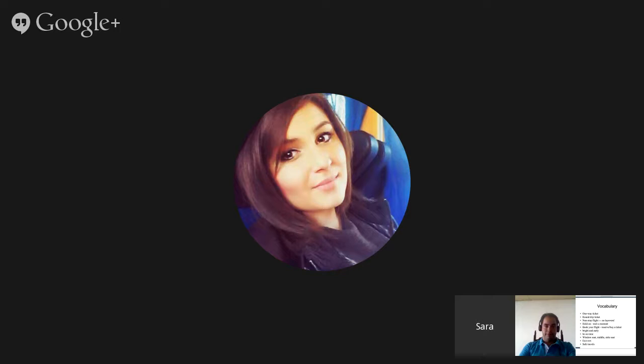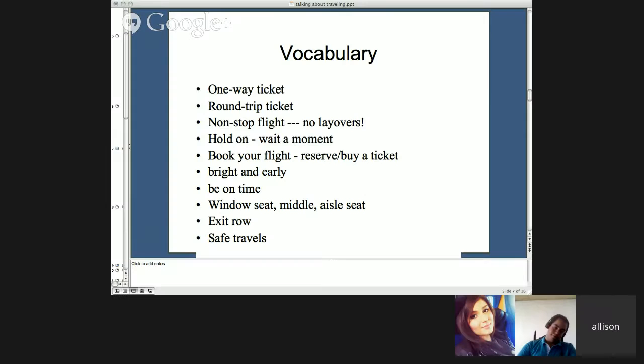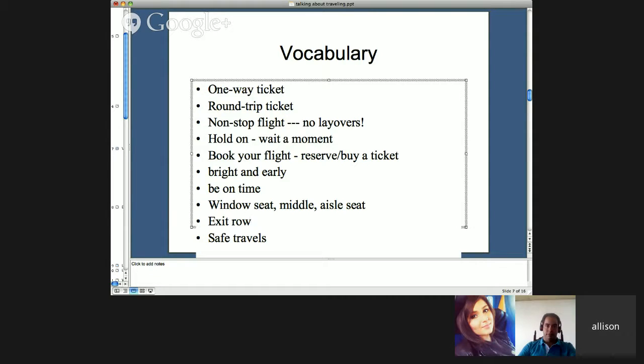Teacher, I didn't understand if the exit row is a simple exit or the emergency exit. It is the emergency exit. It's not the place where you get on or off the plane. So it's only for emergencies. But they usually just call it the exit row. Okay.